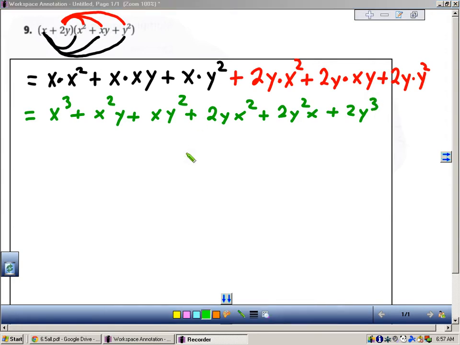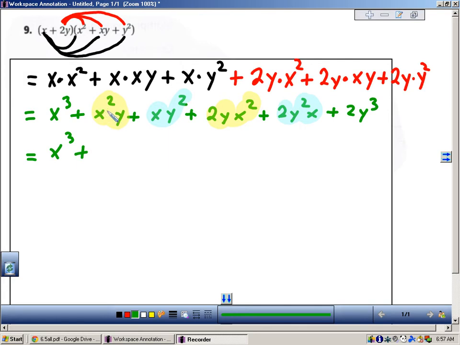Combine like terms. So x squared y, x squared y. These are like terms. And also xy squared and xy squared. And so I will combine those. The x cubed, x squared y plus 2x squared y is 3x squared y.